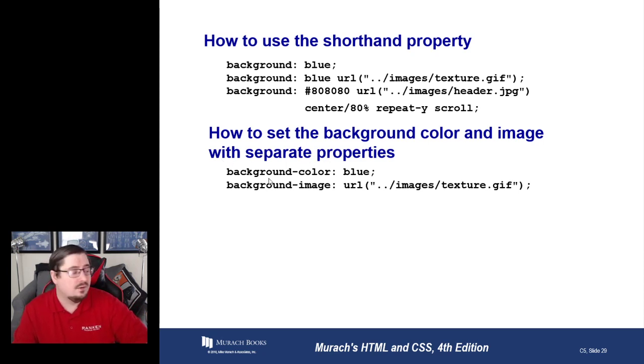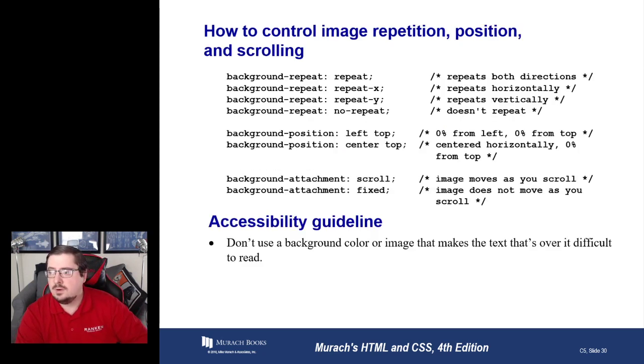If I'm going to set it individually using the other settings, I could say background color is blue, background image is yada yada. So let's talk about a few of these other properties. So background repeat again can be a few different values. It can be repeat, repeat X, repeat Y, no repeat. Kind of went over what those are.